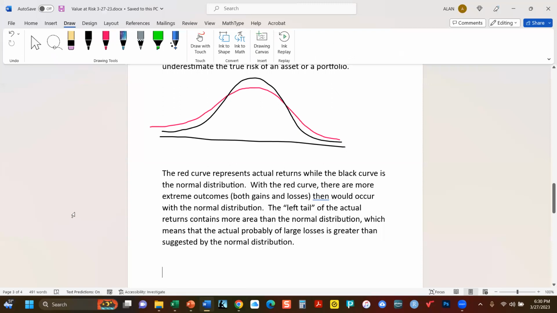Okay, so the likelihood of being in that left tail is actually higher than suggested here.